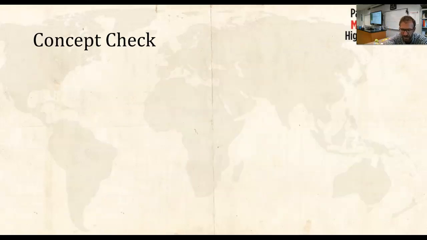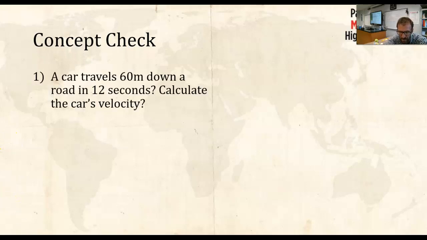Alright, so let's make sure we know what we're doing here, and let's just do a quick concept check. A car travels 60 meters down the road in 12 seconds. Calculate the car's velocity. I was going to do speed as well, but it's going to be the same.